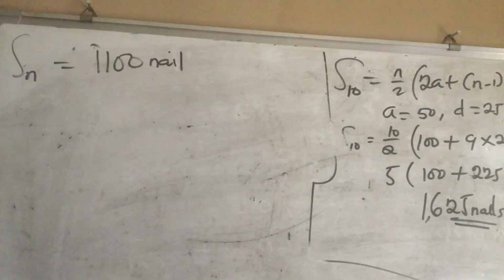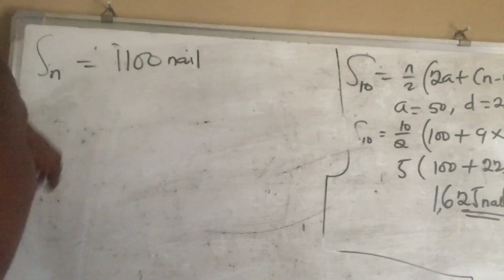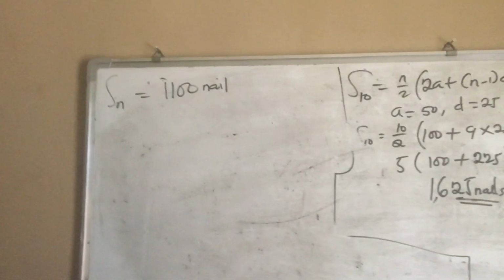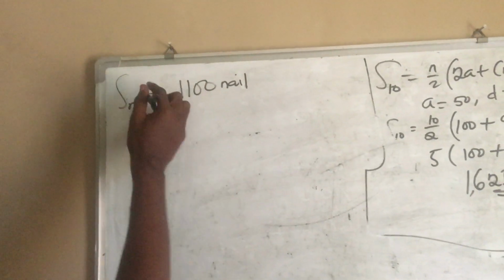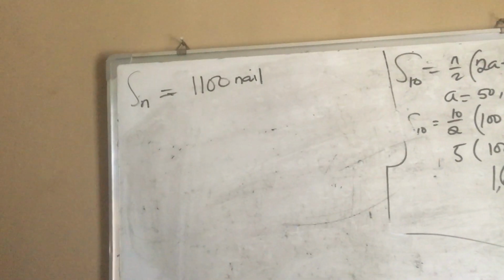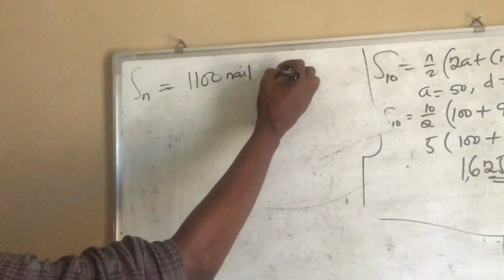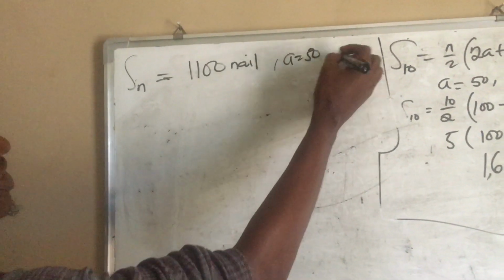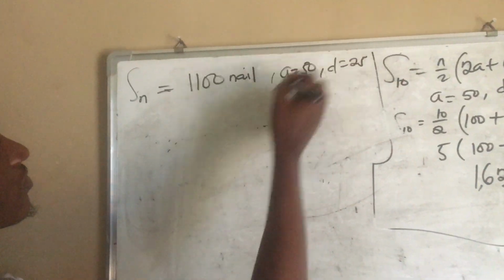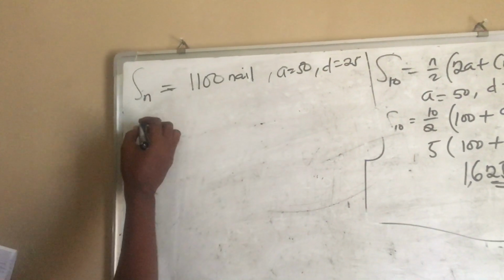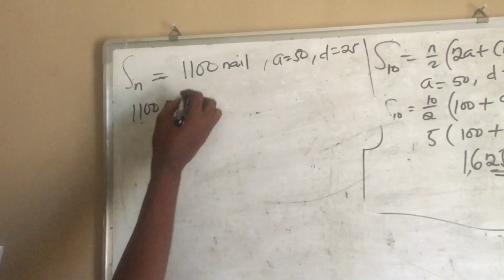But we don't know the number of n. That means the number of packets we make them to have this. If we start buying from packet A, now since we know the Sn is equal to this, it's easy to get. Don't forget our A is still 50 and our D equals 25. So we are saying Sn, which is 1100, equals n over 2.